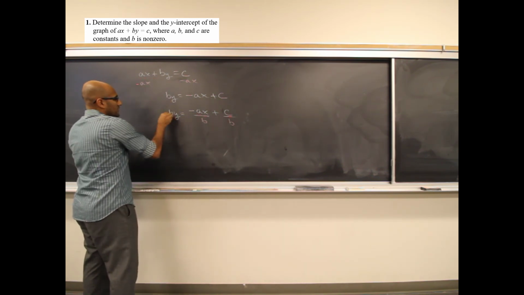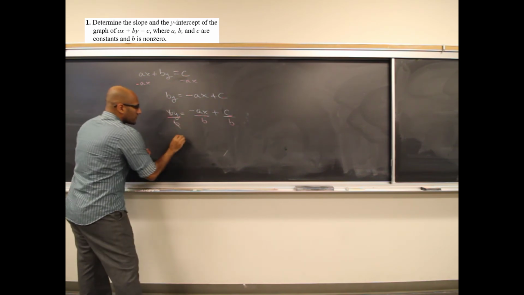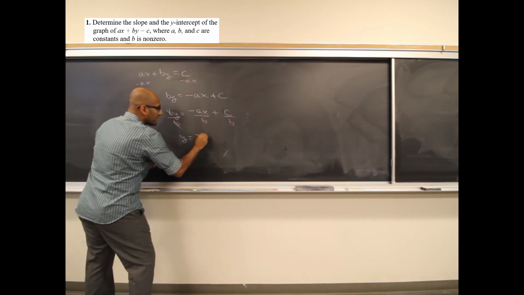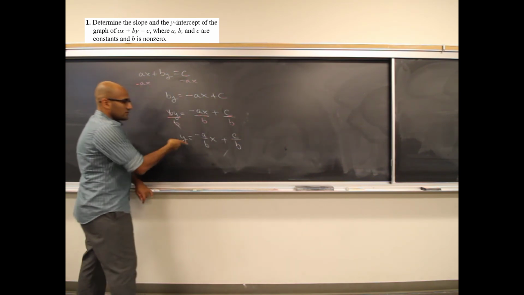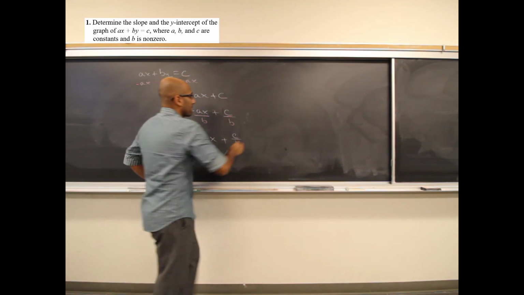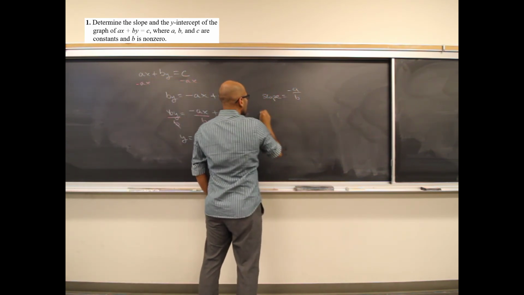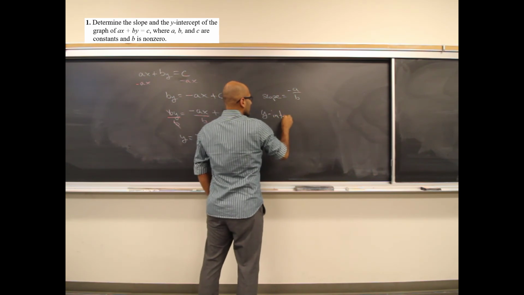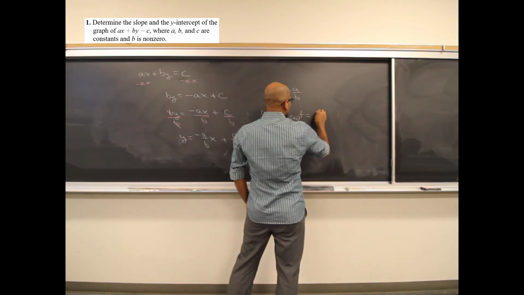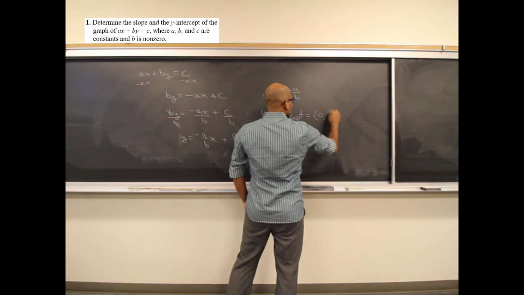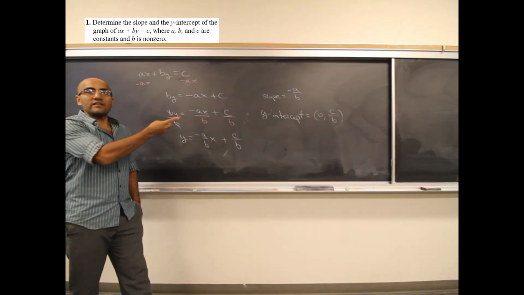Well, actually, I guess I should have left it there. Divide by b. The b's cancel. So we get y equals negative a over b x plus c over b. So what's the slope going to be? Negative a over b. Slope equals negative a over b. And the y-intercept equals (0, c over b). Okay? So we found it in general.